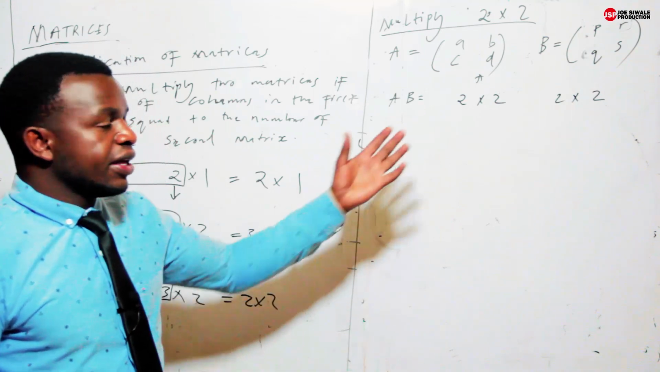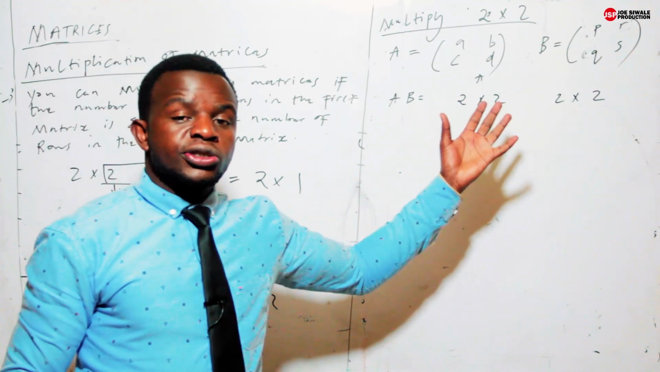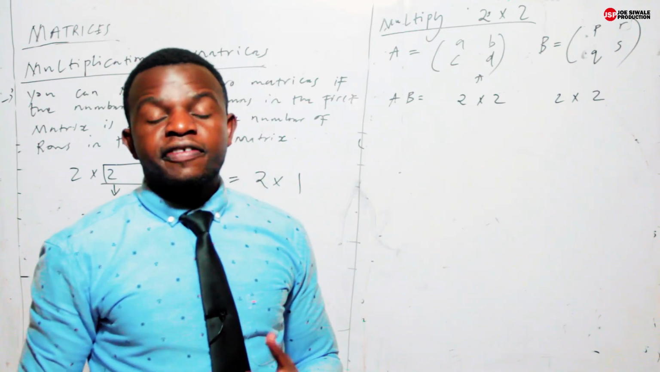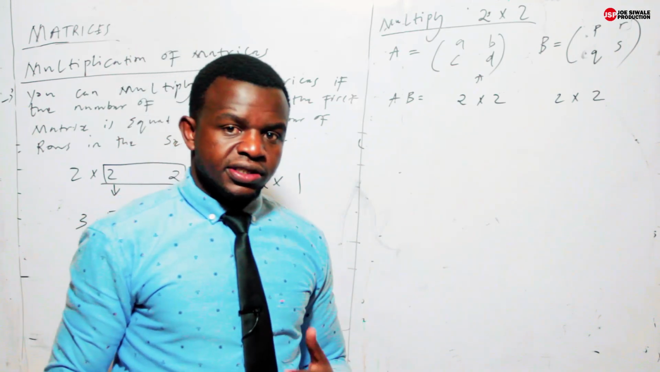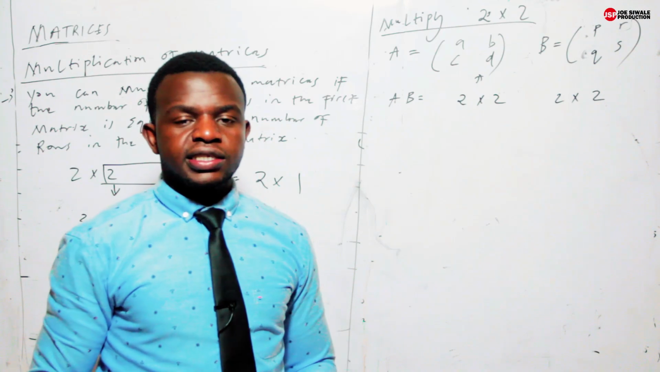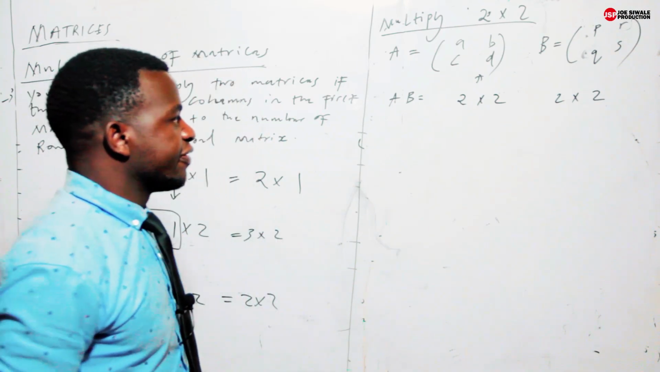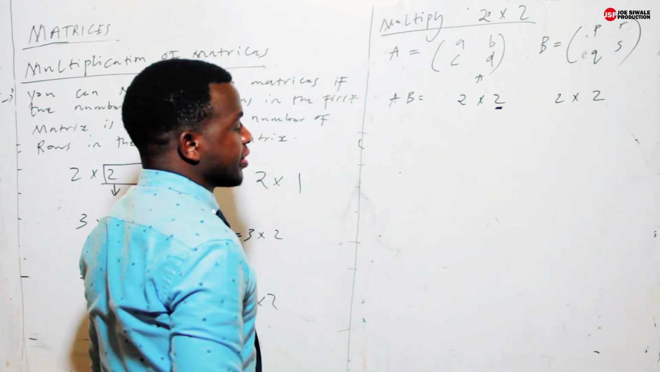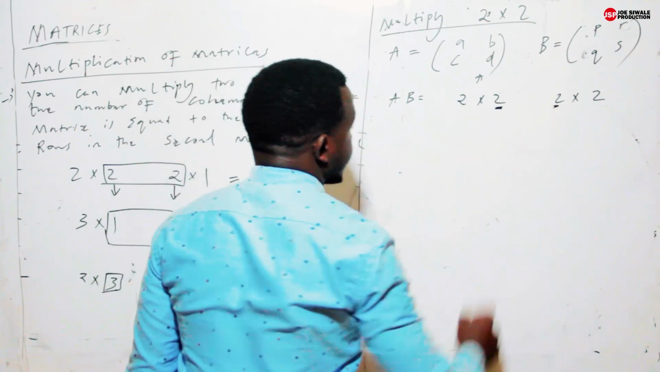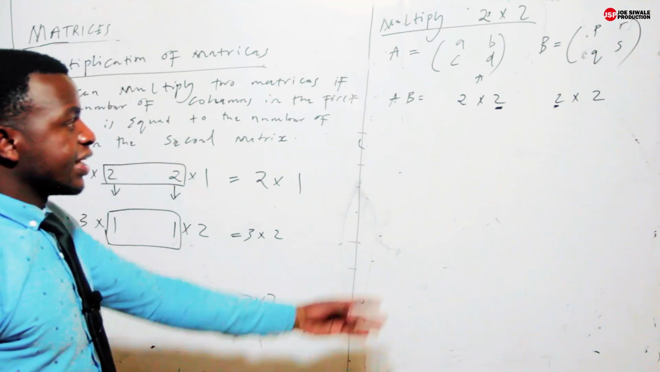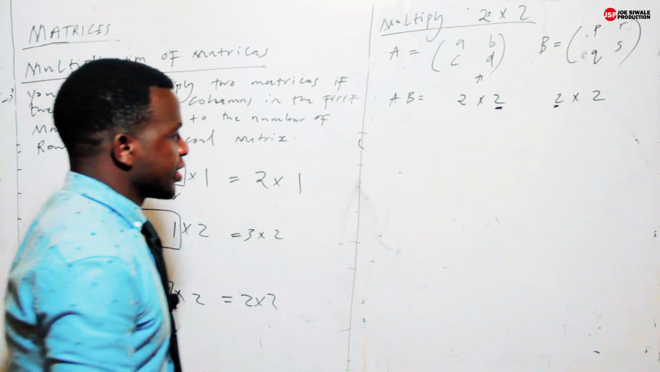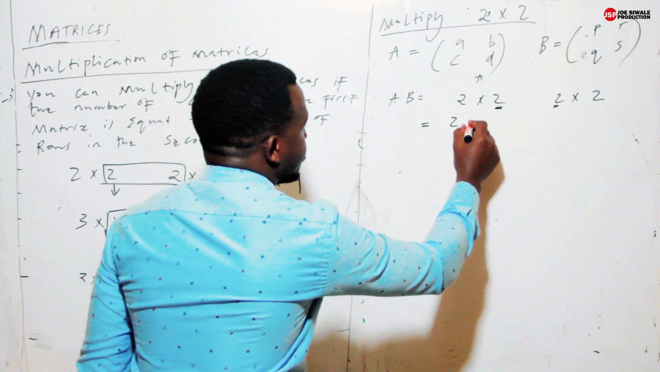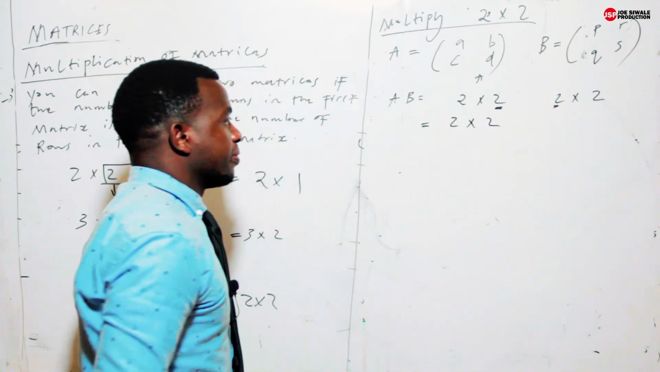So you have to determine whether we can multiply these two matrices. And I've said you can multiply two matrices if the number of columns in the first matrix is equal to the number of rows in the second matrix. So let us identify that. We have 2 columns in the first matrix and 2 rows in the second matrix. That means that we can multiply these two matrices, and our product is going to be a 2 by 2 matrix.